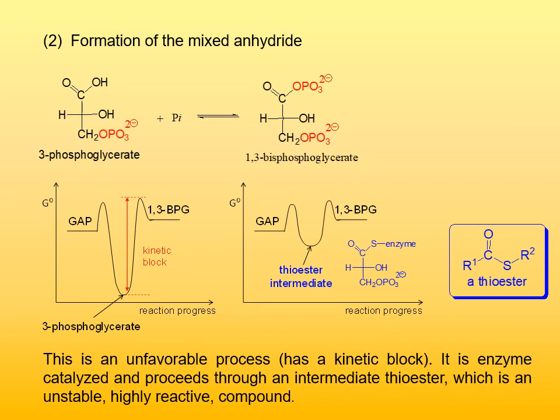And so it's thioester that is eventually converted directly to 1,3-bisphosphoglycerate. So reaction proceeds in such a way that 3-phosphoglycerate, after oxidation, is first converted to thioester, and then thioester is phosphorylated to 1,3-bisphosphoglycerate.